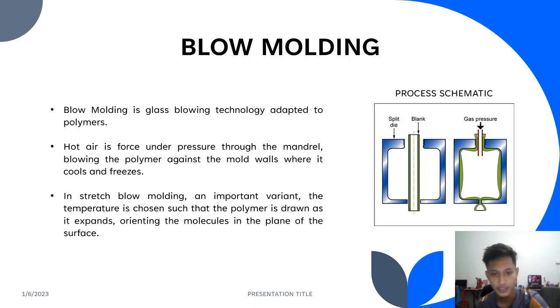Okay, right now I will explain about blow molding. Blow molding is glass blowing technology adapted to polymers. Hot air is forced under pressure through the membrane, blowing the polymer against the mold walls where it cools and freezes. In stretch blow molding, an important variant, the temperature is chosen such that the polymer is drawn as it expands, orienting the molecules in the plane of the surface.